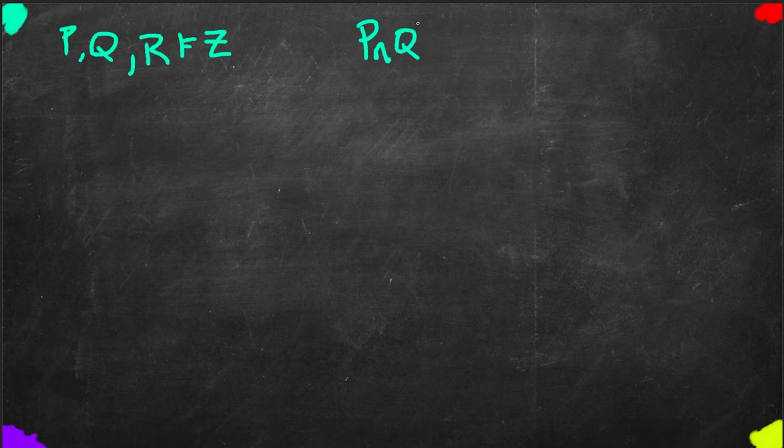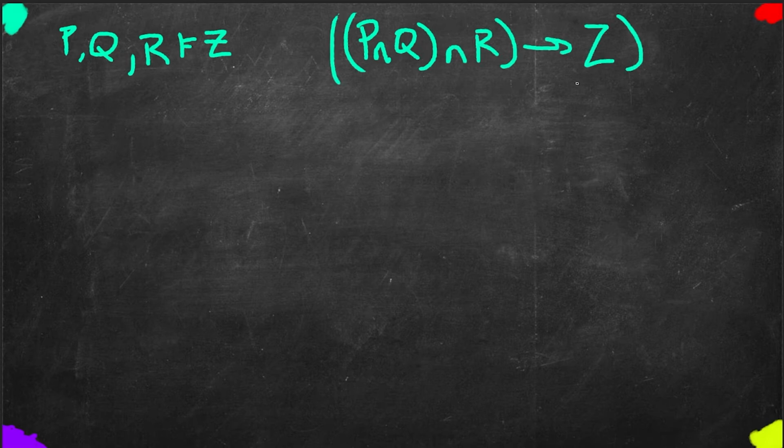So the first one I want to look at asks the question, if P, Q, R entails Z, then is it the case that the following formula is a tautology? So is it the case that P and Q and R, then Z is a tautology? And what that means is that it is a formula that is always true. Okay, so let's check to see if that's the case.